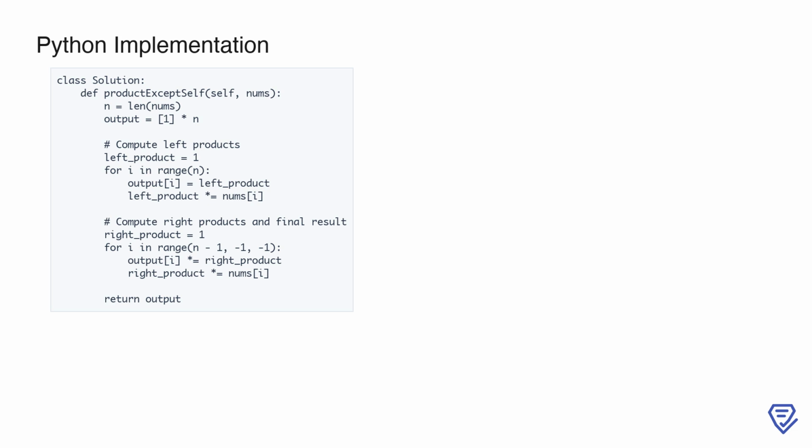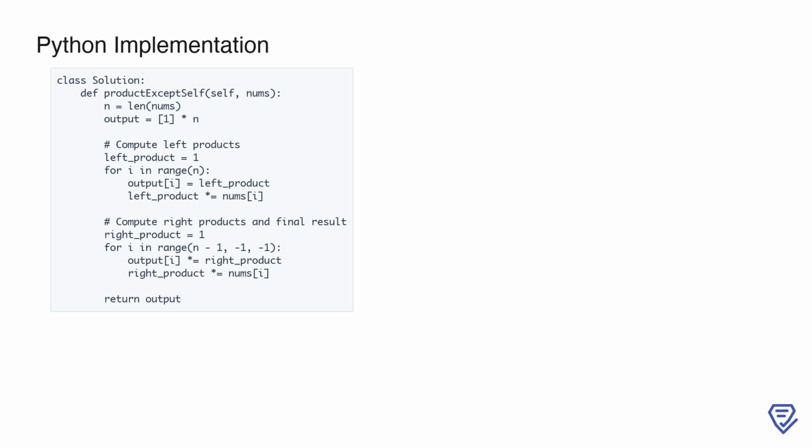2. First pass, left products. We iterate over the input array nums from left to right. For each index i, the value of output[i] is set to left_product, which initially starts at 1. Then, left_product is updated by multiplying it with nums[i]. This ensures that output[i] contains the product of all elements to the left of index i.